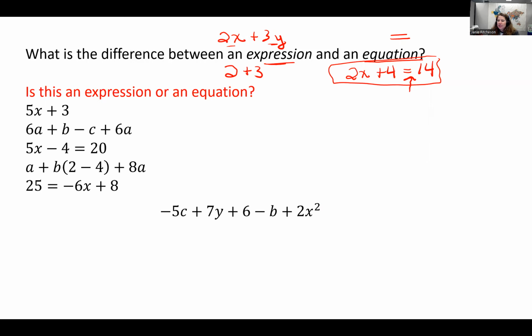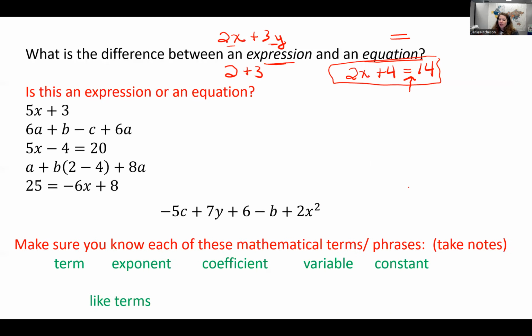So there's some terms that I need you to know the definition of. So make sure you're taking notes as we go through. All right. So we're going to talk about each one of these terms down here. Well, the first one is actually the word term. But when we're talking about a math term, basically you need to know that terms are separated by plus and minus signs. Okay. So this is the first term.